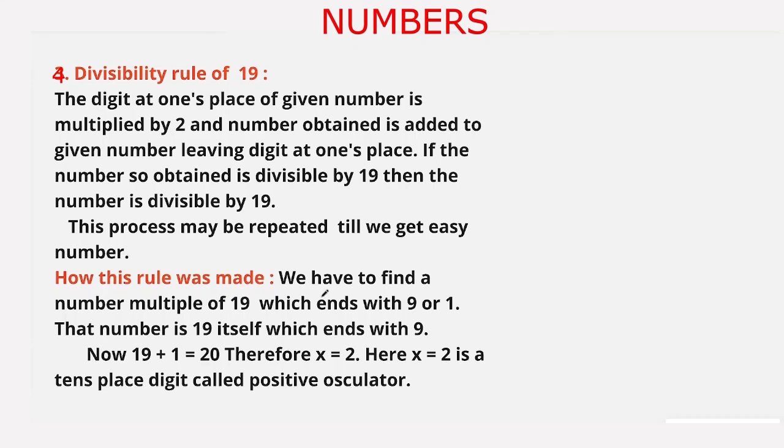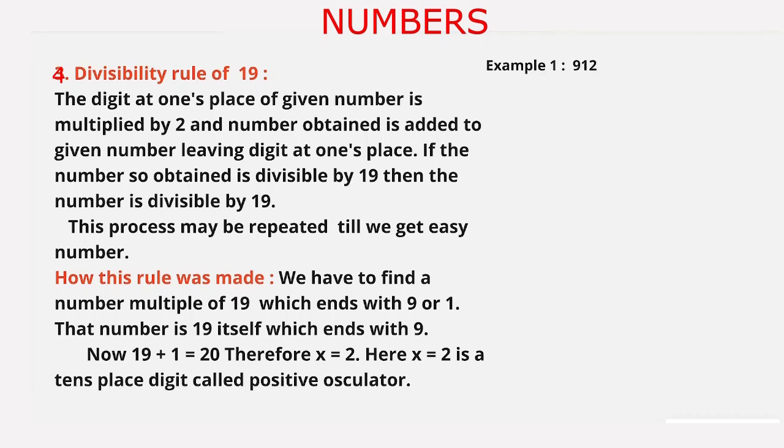How was this rule made? We have to find a multiple of 19 which ends with 9 or 1. That number is 19 itself, which ends with 9. Now 19 plus 1 is 20. Therefore x equals 2. Here x equals 2 is the tens place digit, called the positive oscillator. You will learn this divisibility rule and how this rule was made by some examples.